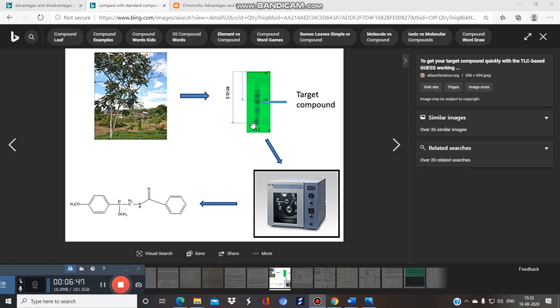but it only gives us a qualitative idea. No quantitative analysis has been done. Quantitative analysis is only done by using different chromatography like GC, or spectroscopic analysis. Okay, so TLC gives us a qualitative estimation.